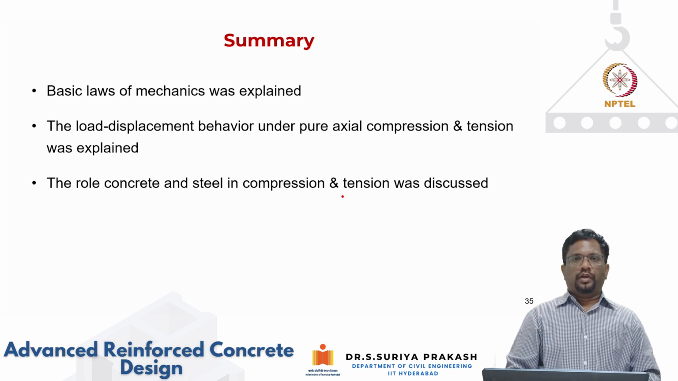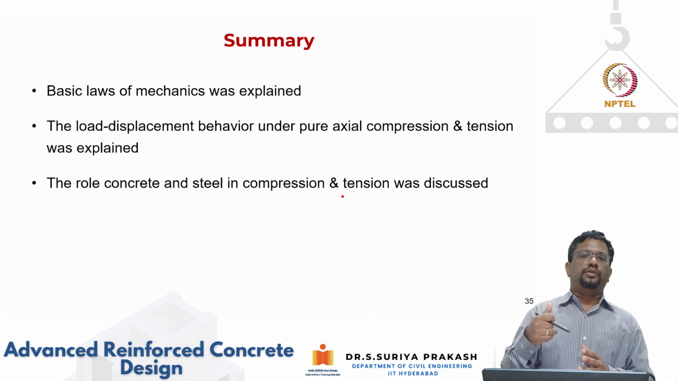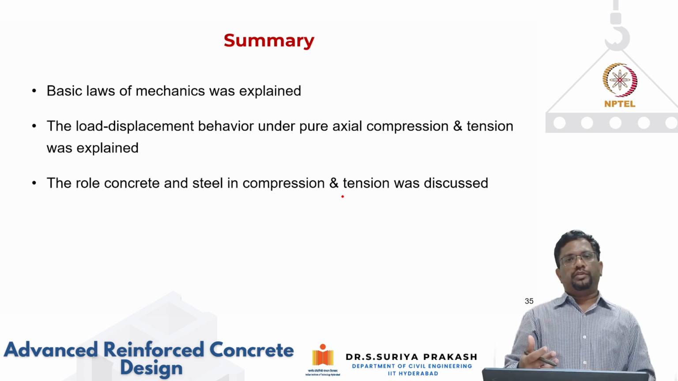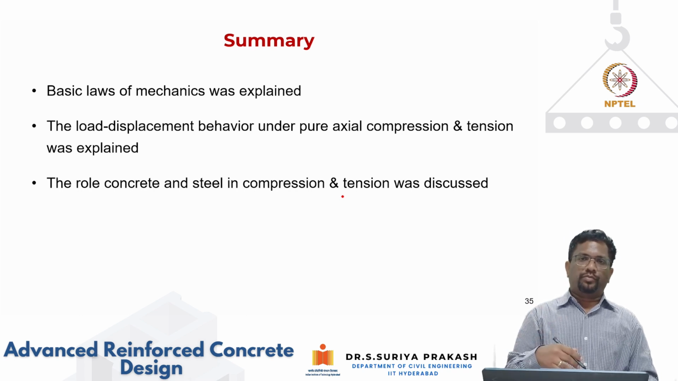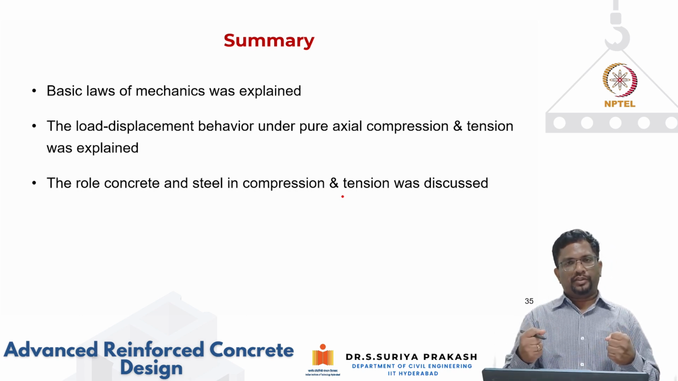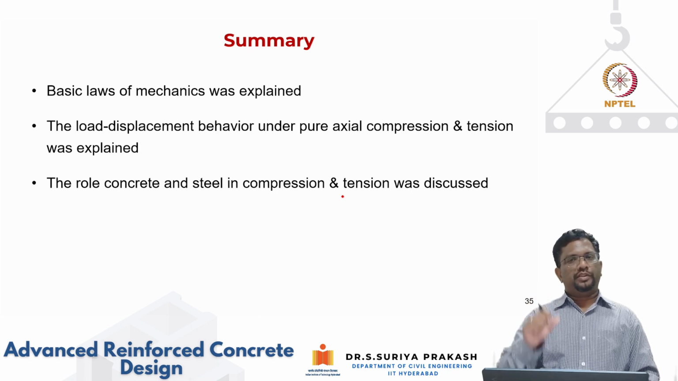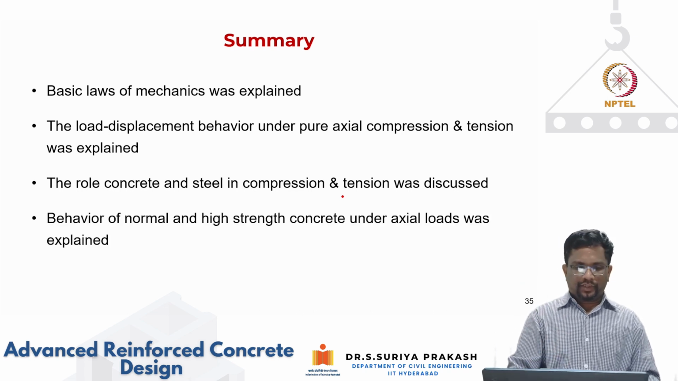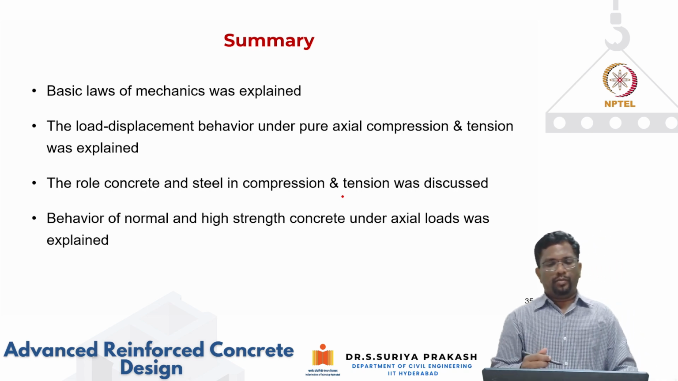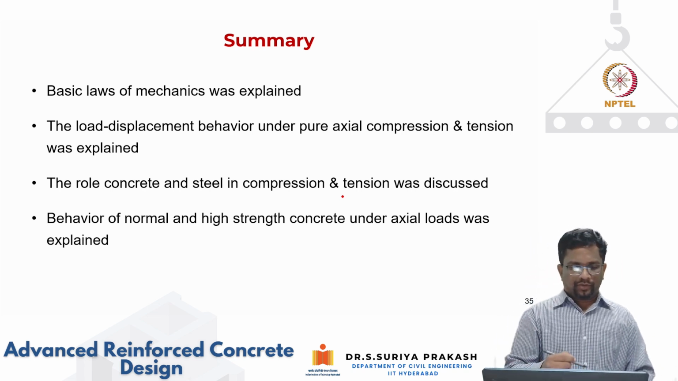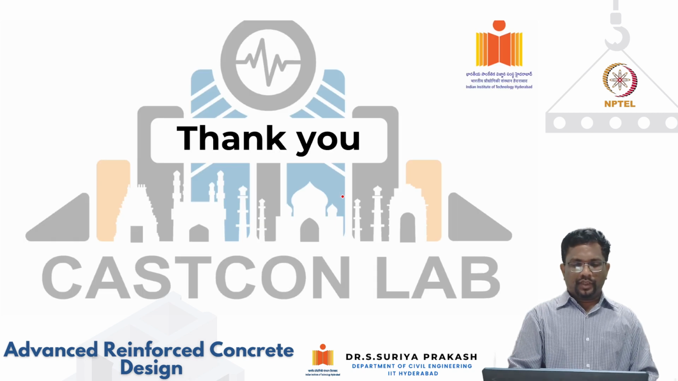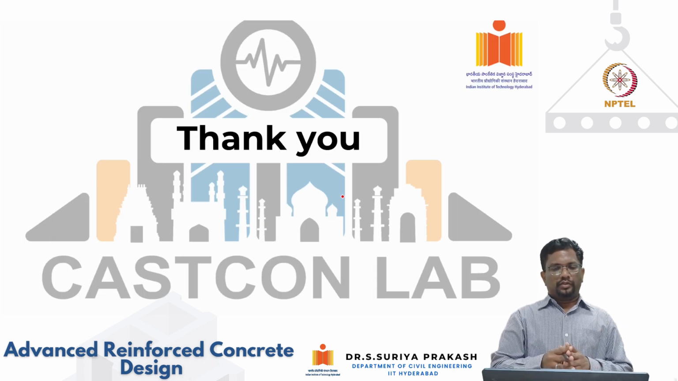To improve the performance in compression, we should be very careful about the properties of concrete, because that is the major contributor. But if you want to improve the performance in tension, especially the ultimate tension capacity, we should put in more steel or use a high grade of steel. Concrete is not really going to play a role, however it will help in increasing the first cracking load in tension. So again, we have explained the differences in behavior of normal and high strength concrete under axial loads. With this, we are completing this module.